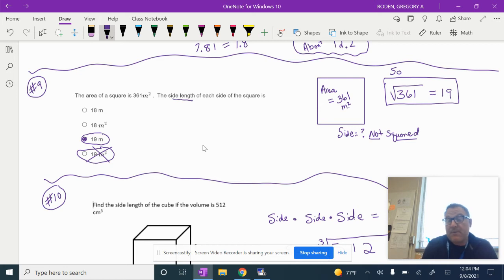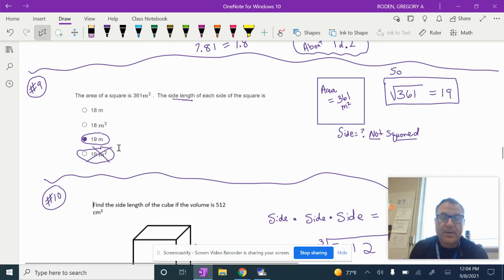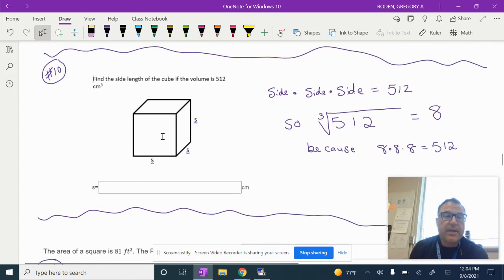Okay, so some of you may have missed it just because you got 19, but you forgot that side length is not squared. Area is squared. We're not asking for the area. They tell us the area. What we're trying to find is the side length. Side length is not squared. Okay? All right.